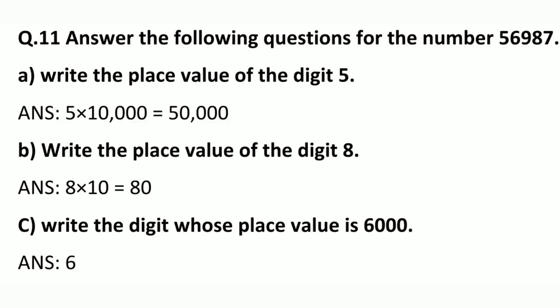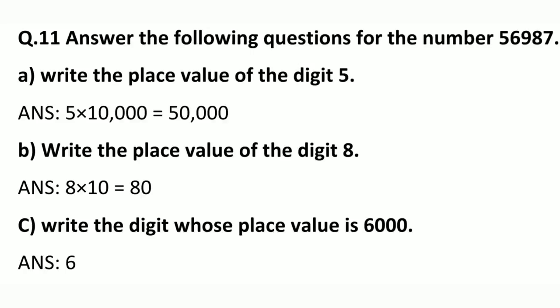So just multiply 5 with 10,000 and you will write the answer as 50,000. The second part is find the place value of the digit 8. Now the digit 8 is on tens place. So again, finding out the place value, multiply the face value 8 with that of the place 10 and you will get your answer as 8 into 10 is equals to 80. So it is the place value of the digit 8.